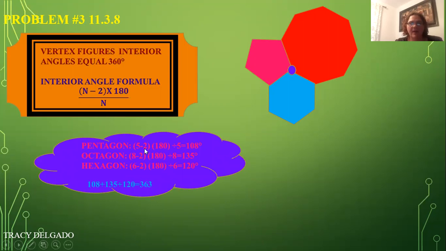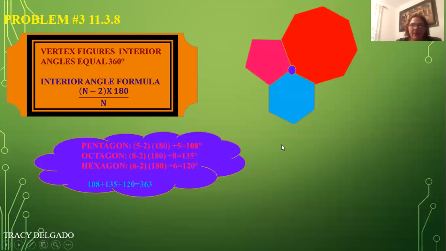So for the pentagon, it has 5 sides. So we do 5 minus 2 times 180 divided by 5 equals 108 degrees. Our octagon has 8 sides. So it's 8 minus 2 times 180 divided by 8 equals 135 degrees. And our hexagon has 6 sides. So do 6 minus 2 times 180 divided by 6 equals 120 degrees. And when we add our three numbers together, 108 plus 135 plus 120, that equals 363 degrees. So that doesn't fulfill our requirement. She does not have a vertex figure right now.